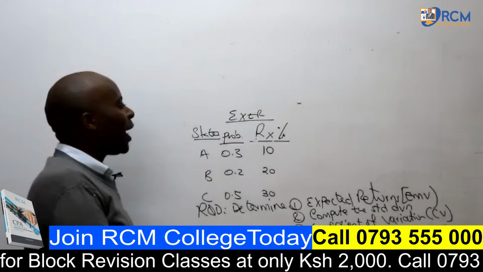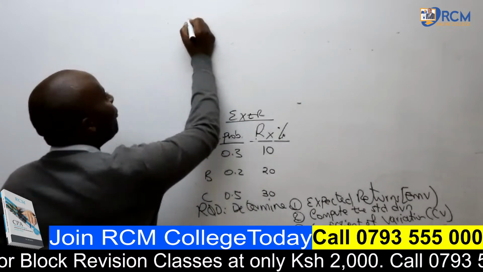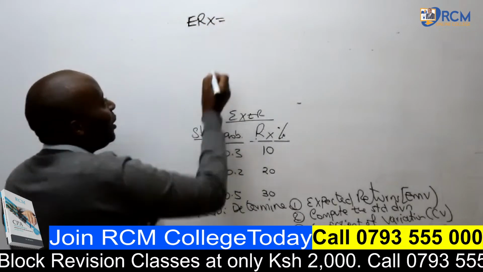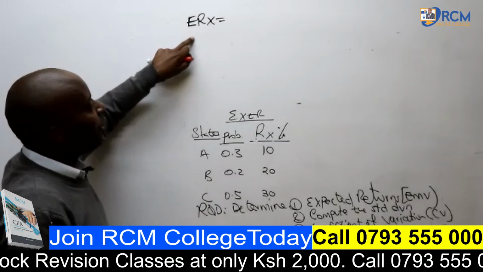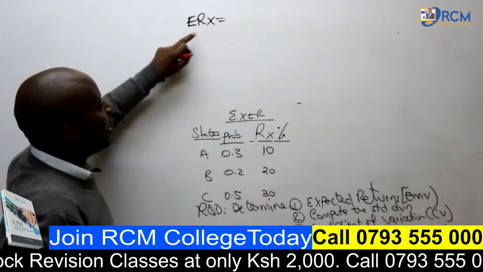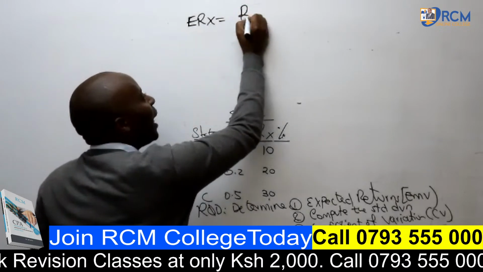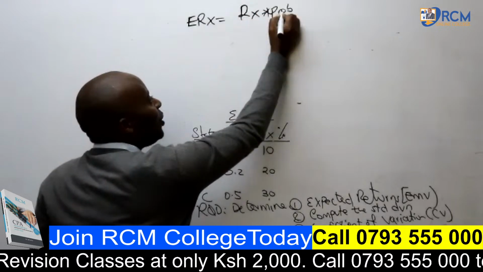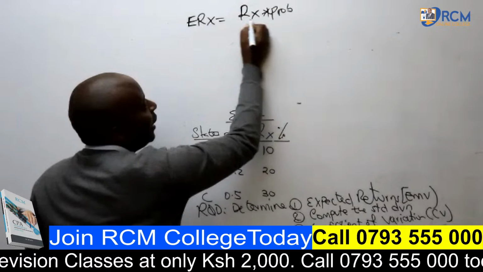So what Abdullah is telling us is that for us to get expected returns of X, where E stands for expected returns of X, we should take the actual returns of X times probabilities, and then at the end of the day, we sum them.